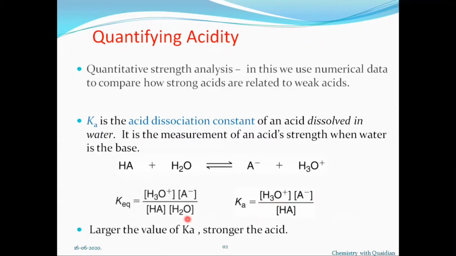The concentration of water can be neglected because water is the solvent and its concentration is essentially constant. So the value of Ka gives the strength of the acid. The larger the value of Ka, the stronger the acid, because Ka is directly related to the product of these species, hydronium ion and A negative. The ionization constant reflects the ionization of the acid. So the more the ionization of the acid, the more of these products and the stronger the acid, because it loses its proton easily.